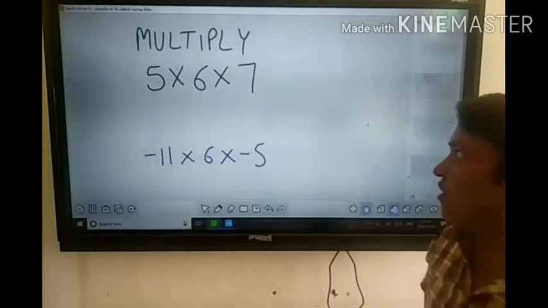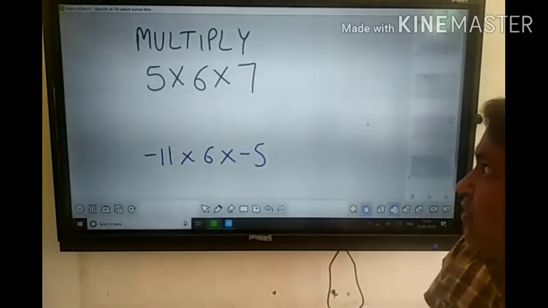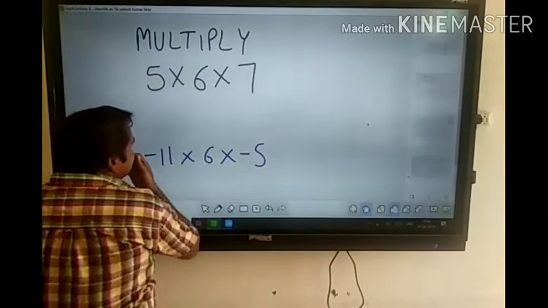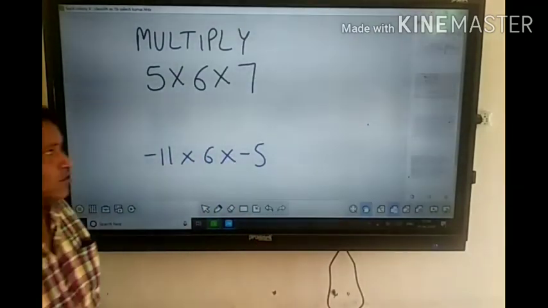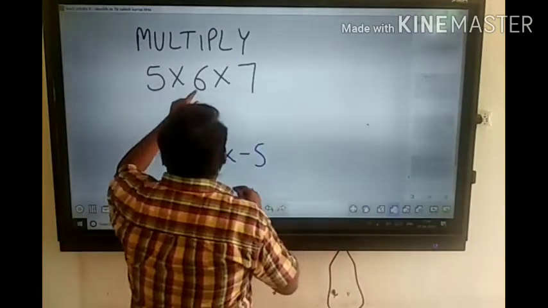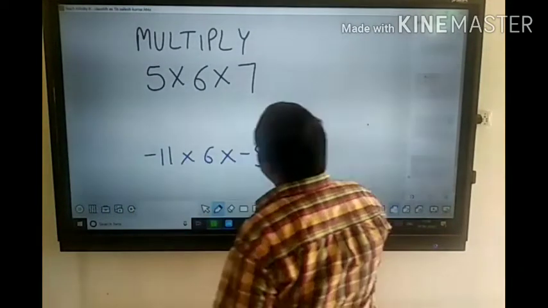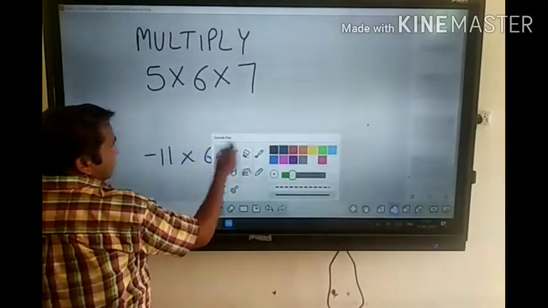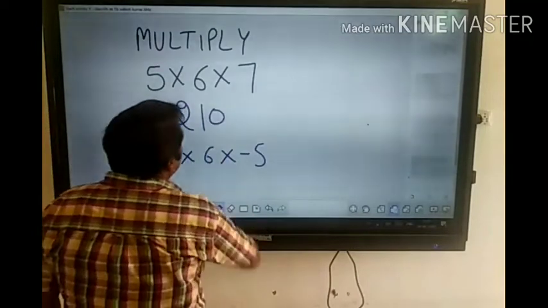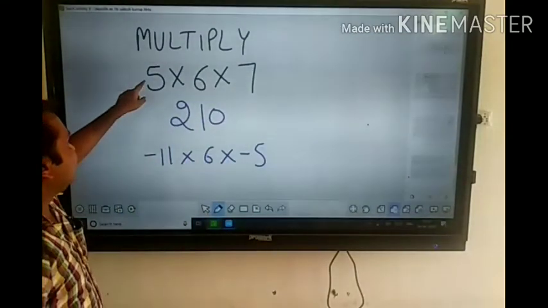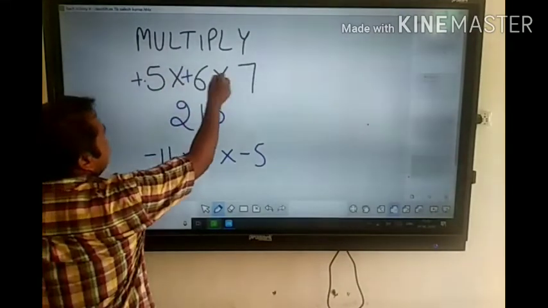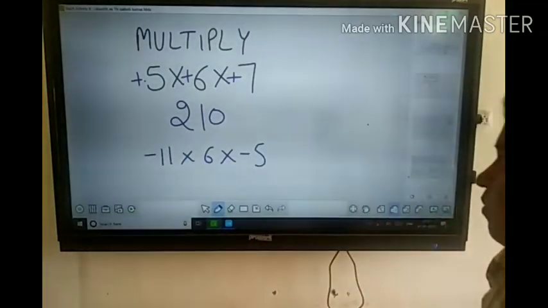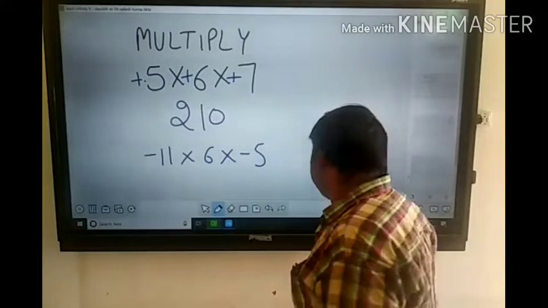Now the next question is the multiplication of more than two integers. Here you will see that 5 is multiplied with 6 and that product is to be multiplied with 7. So I will write this. 5 multiply 6 is 30 and 30 multiply 7 is 210. So I will write 210 as an answer. Now you will see that this is positive, this is positive and this is positive. There is no negative symbol, so the answer will be a positive integer.